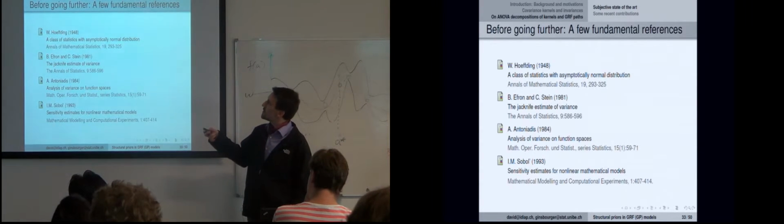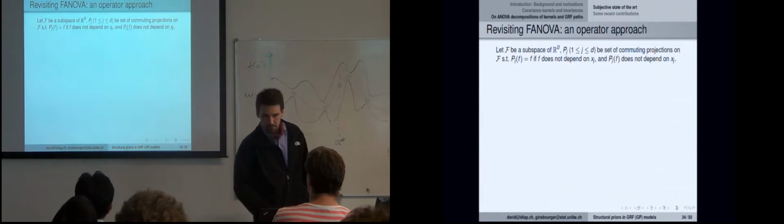Selected references. This is a paper by Höffding, where in 1948 he started to consider this kind of decomposition. Efron and Stein in 1981, then Antoniadis in a function theoretic setup, and the very well-known Ilya Sobol, who published one of his papers in 1993 about these indices that rely on this decomposition.